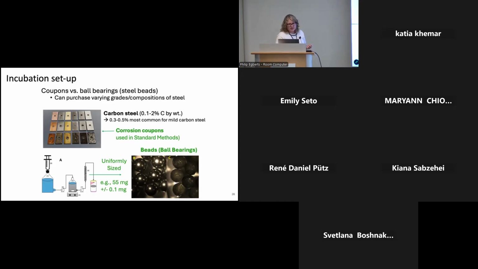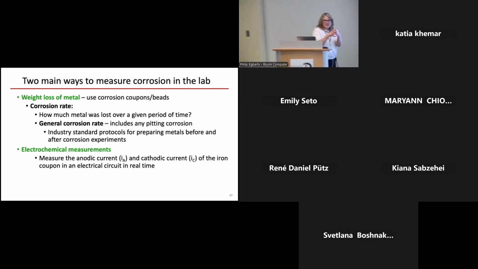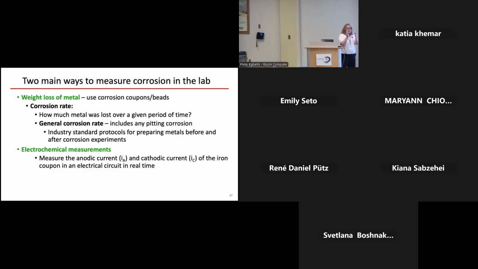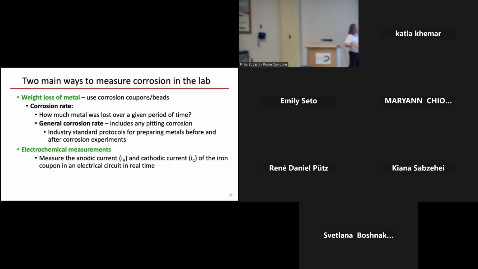So in our experiments for corrosion, we often just use the weight loss method because that's very, very simple. So we would weigh our pieces of metal before the experiment, let some days pass, process the coupons and weigh them after, and then we would enter this into a corrosion rate calculation, and we can determine a general corrosion rate. And so there are industry standard protocols for preparing metals before and after corrosion experiments. And in the lab this afternoon, you are going to do some of this procedure to process those pieces of metal.